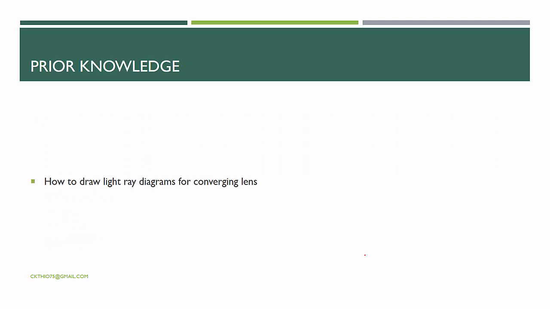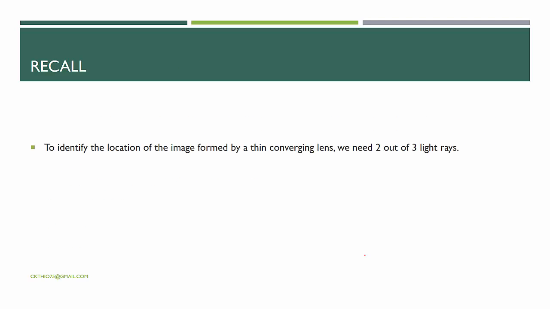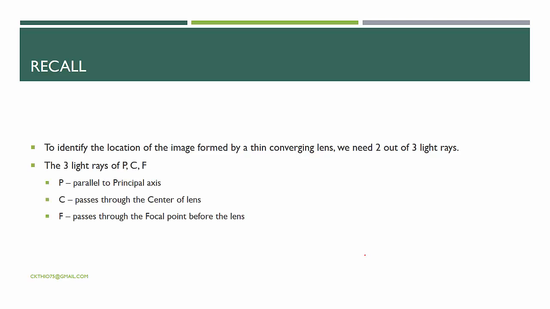So some prior knowledge, just a bit of recall or recap. To identify the location of the image formed by a thin converging lens, we just need 2 out of the 3 light rays. The 3 light rays are PCF. P means parallel, the light ray that's parallel to the principal axis. C, a light ray that passes through the center of the lens. And F, a ray that passes through the focal point before the lens. So we only need 2 out of 3 of these light rays to locate an image.